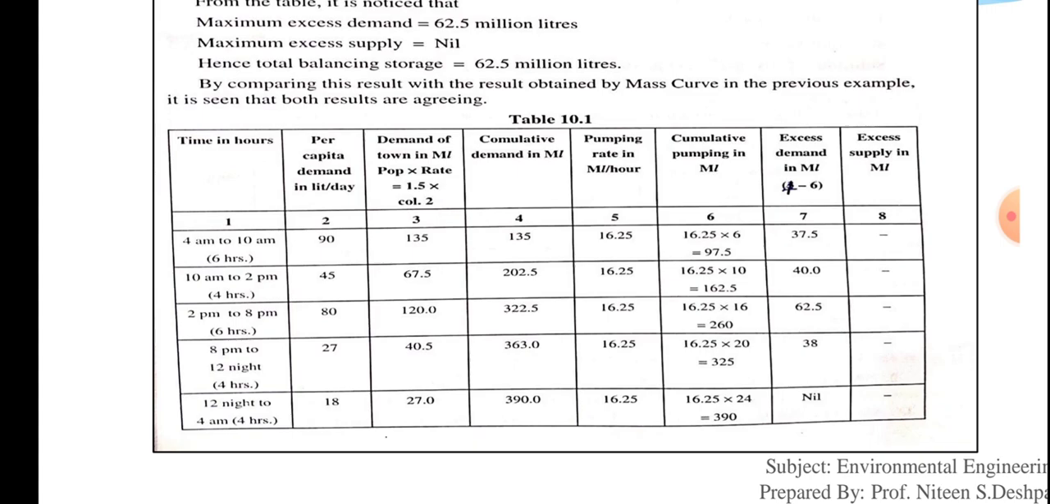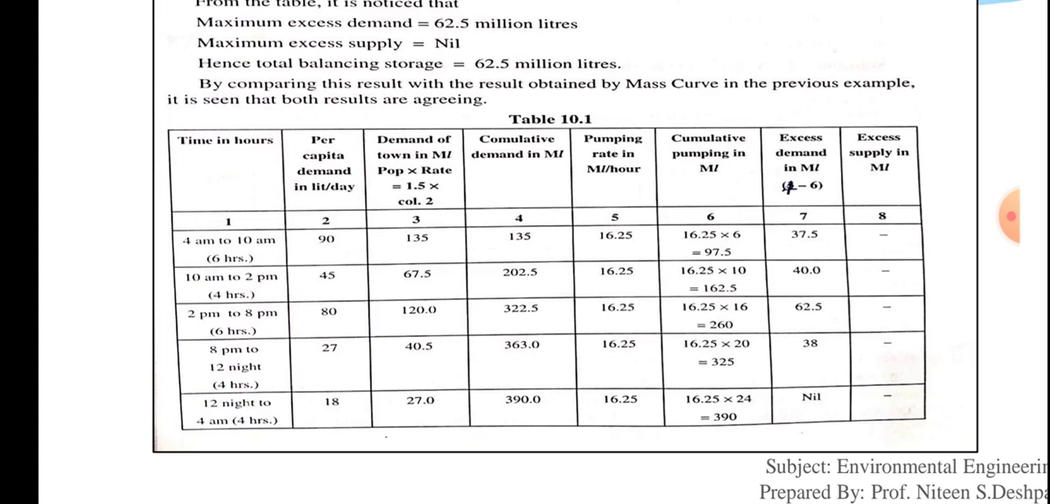So see in column number 6, the pumping rate 16.25 multiplied by the first column, that is the 6 hours time slot 4 to 10 am, which means there are 6 hours. 16.25 multiplied by 6 will get 97.5. Again we have to add 4 hours between 10 to 2 pm, which means 6 plus 4, 10 hours. 16.25 into 10, which is equal to 162.5.